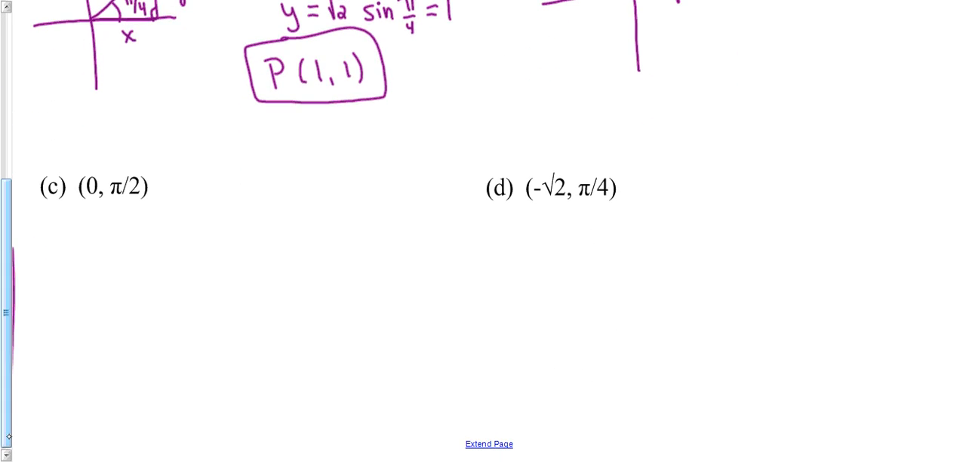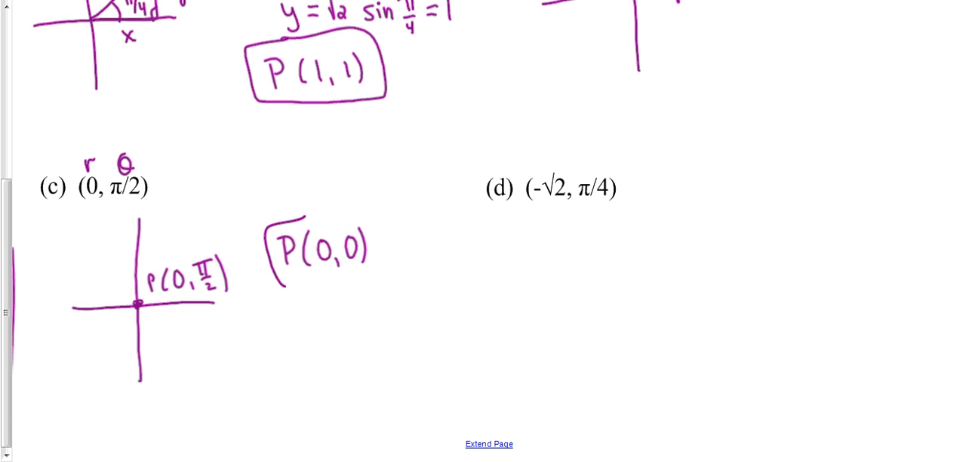All right, so for part C, my polar coordinates are 0 comma pi over 2. And remember, this is going to be my radius, and this is going to be my angle. But I have a radius equal to 0. So when I plot this, my point is going to be right here at the origin. And again, I can read this right off the graph. And my new point in rectangular coordinates is going to be the coordinates of the origin, which is 0 comma 0. And my last point for part D is going to be negative radical 2 comma pi over 4.